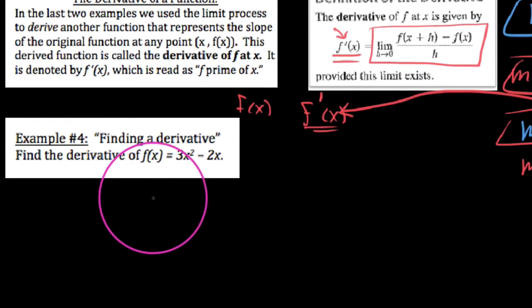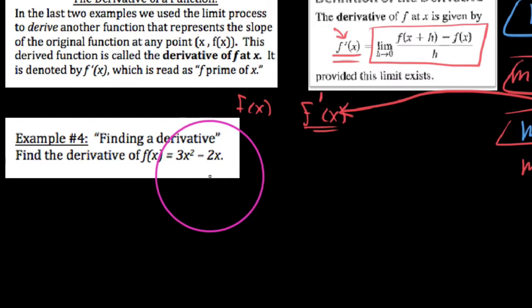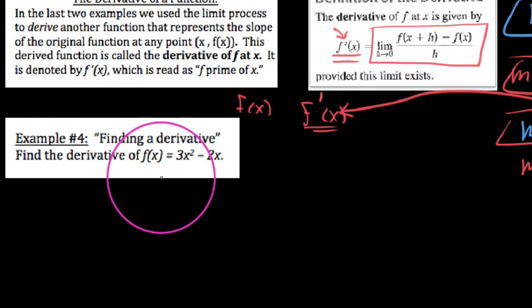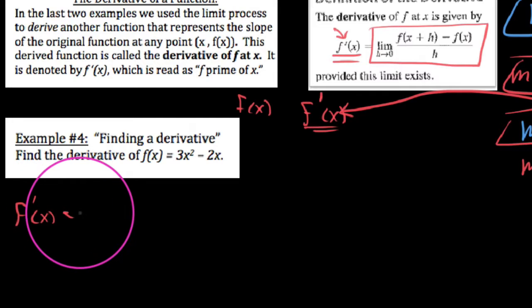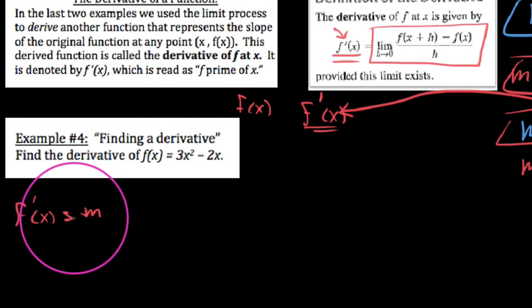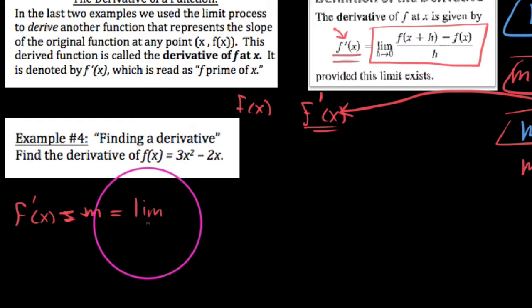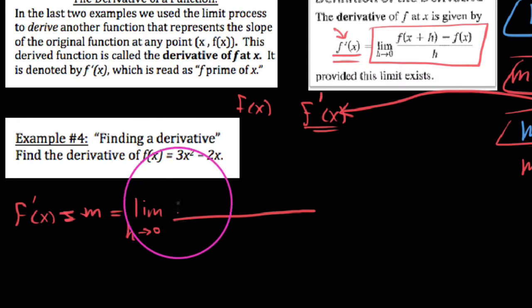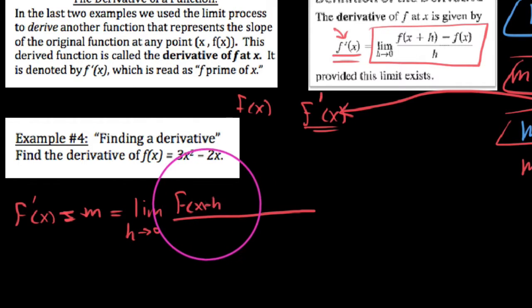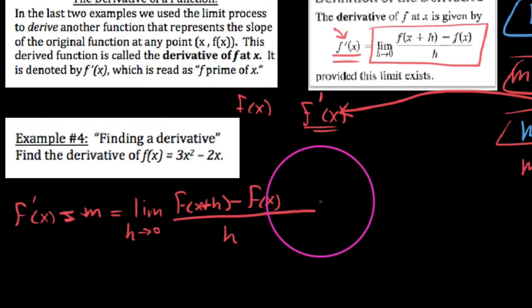So I want to try this again. I want to find the slope of this graph right here at any point x, at any x value. So we say, well, here's my f of x. We're going to find f prime of x. So we say it's the slope of my graph, which is f prime of x. This is m. And so we say that this is equal to the limit as h approaches 0 of this quantity, f of x plus h minus f of x, all over h, as h gets very small.